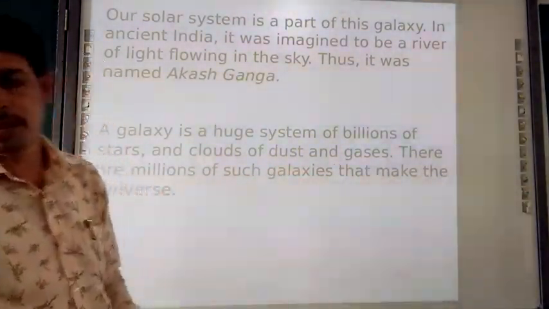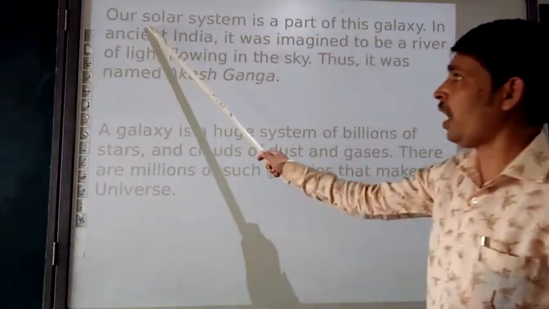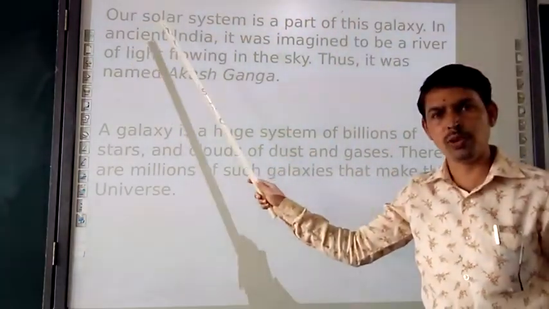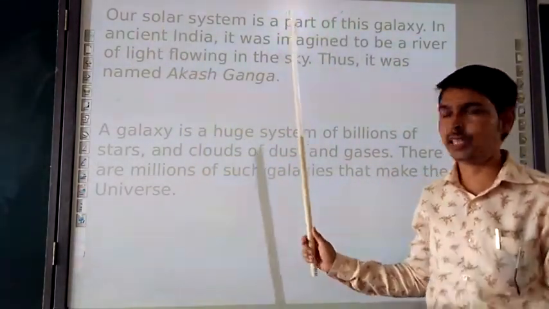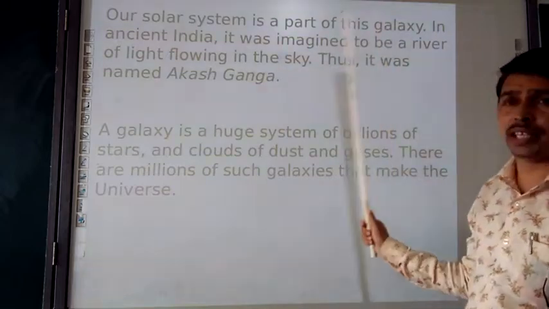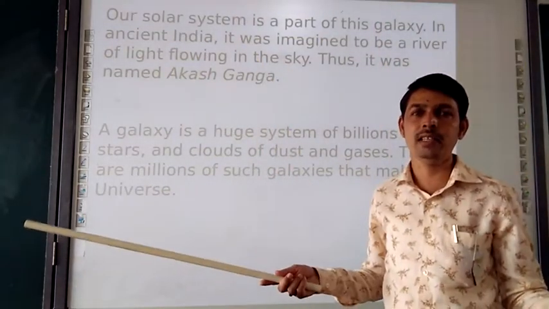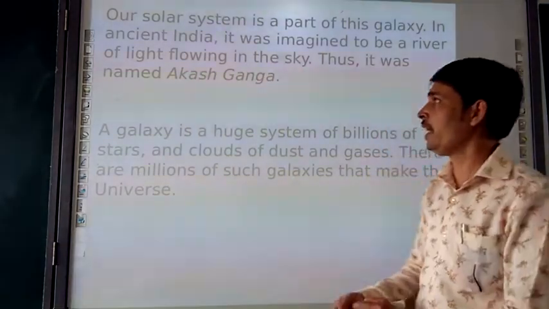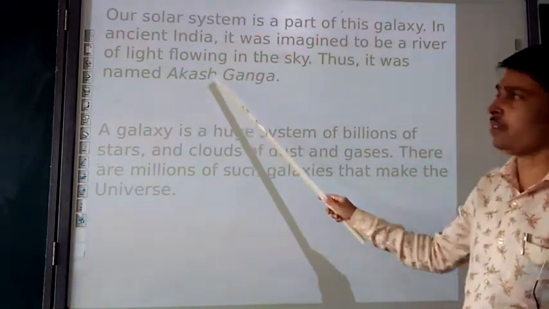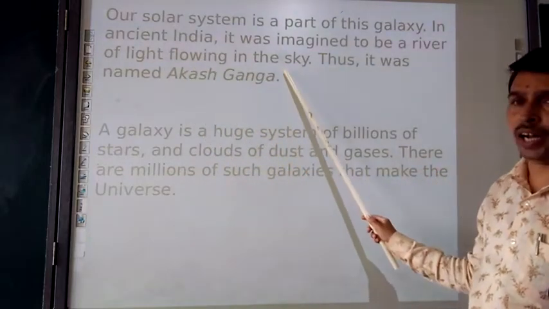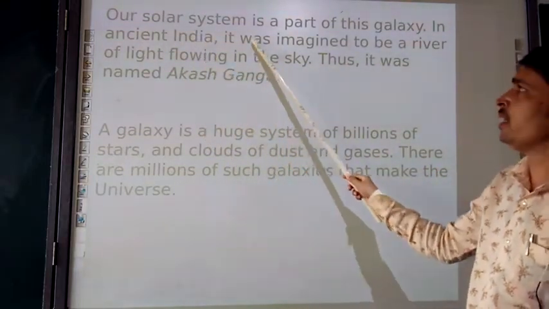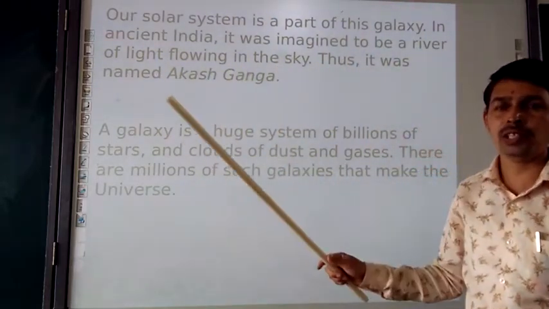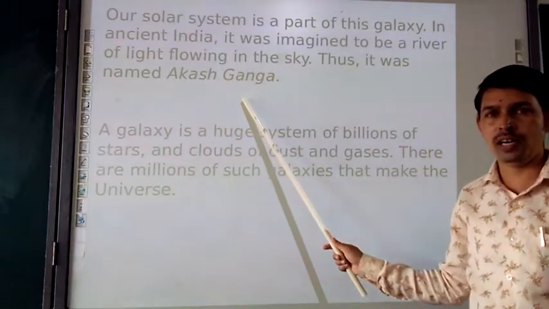Okay, so here we are going to see our solar system. It's a part of the galaxy. So our solar system is also a part of the galaxy, and just as we have one galaxy, there are millions of galaxies that, if we join together, form the universe. Next, what is Akash Ganga? Light flowing in the sky, right? In ancient India, it was imagined to be the river of light flowing in the sky, which was named Akash Ganga.